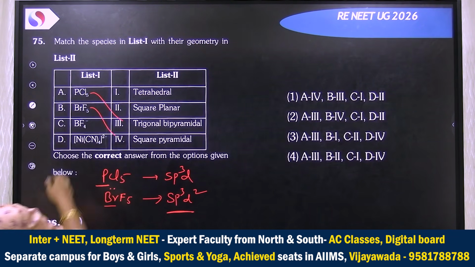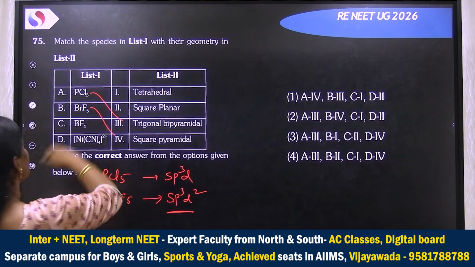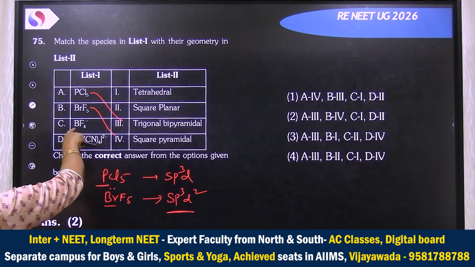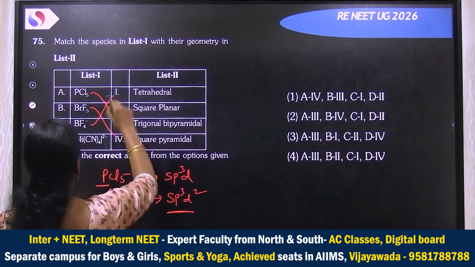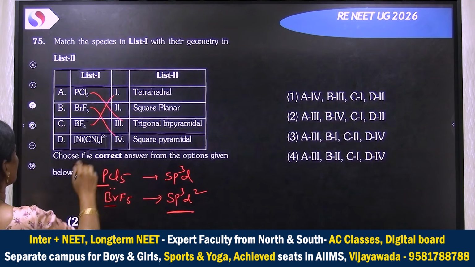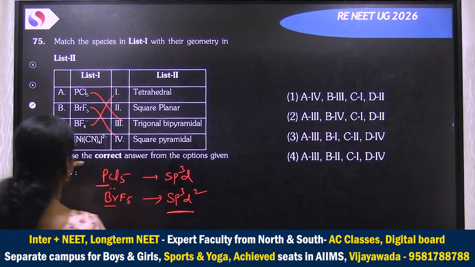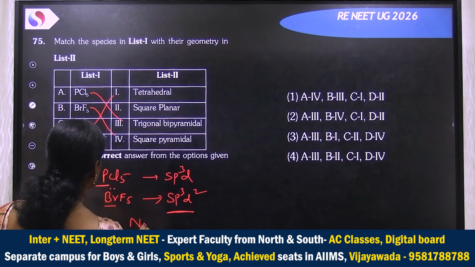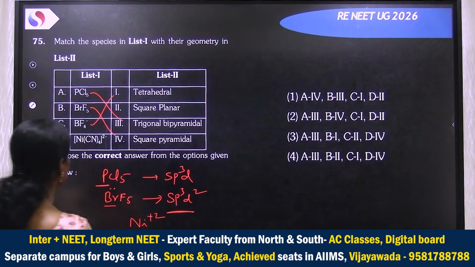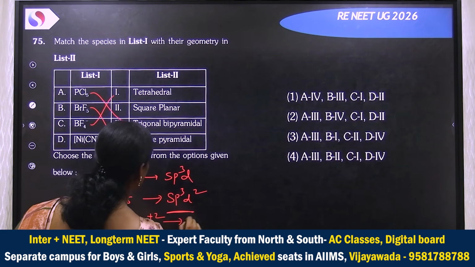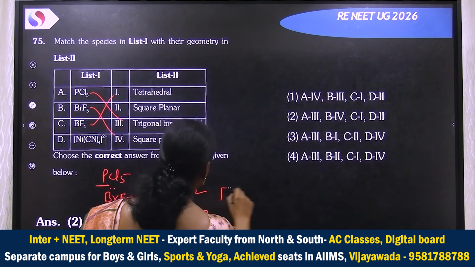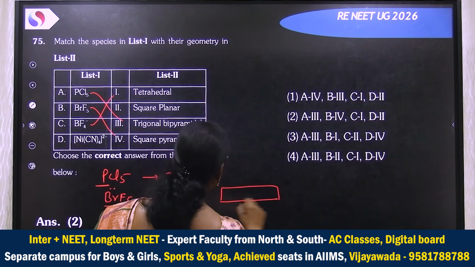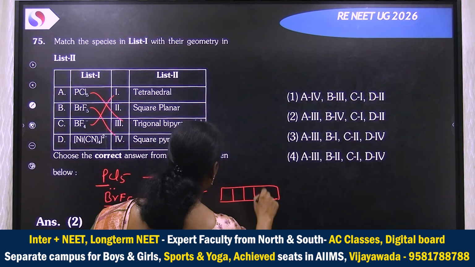And BF4 minus is tetrahedral. Hybridization of boron in BF4 minus is sp3, so it is tetrahedral. And Ni(CN)4 2 minus: in Ni(CN)4 2 minus, nickel is in +2 state. +2 means the configuration is 3d8. So 3d8 means 8 electrons in the d subshell.